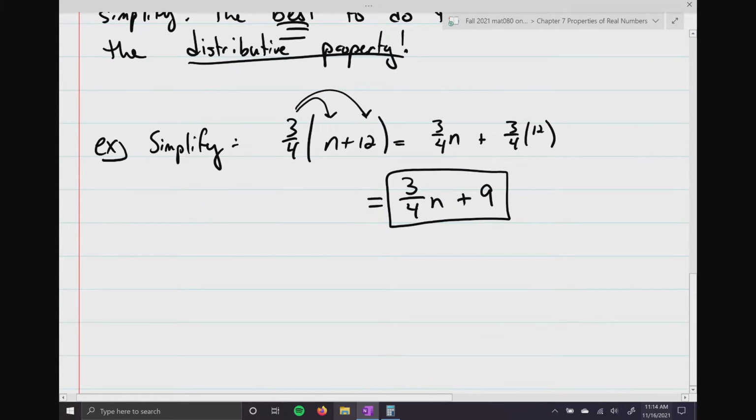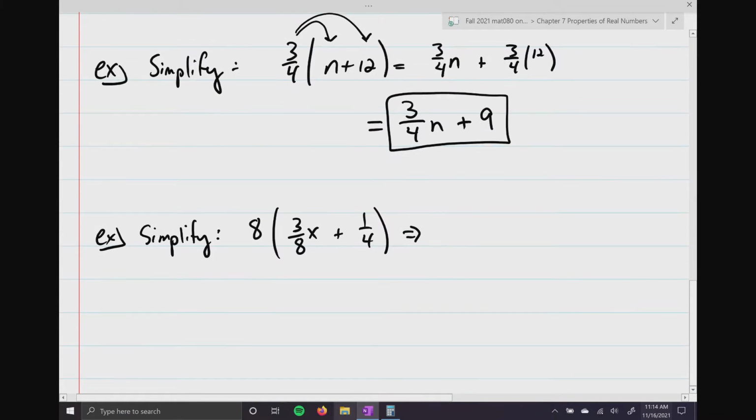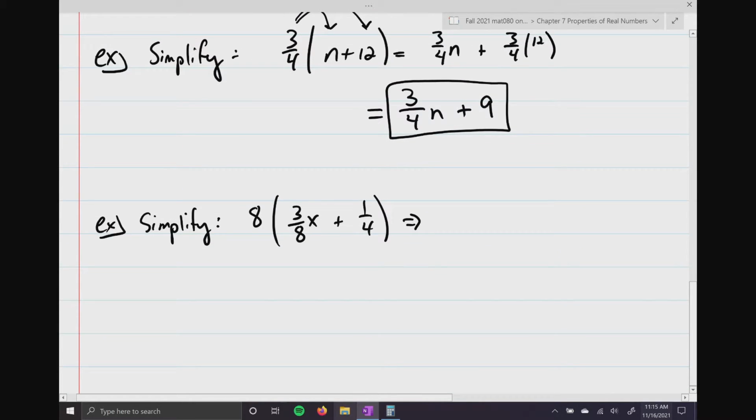All right, let me go ahead. I'll do one more like this so you can see it. So let's go ahead and let's simplify 8 times the quantity 3 over 8x plus 1/4. Well, remember, we want to remove parentheses. The best way to do this is to use your distributive property. So here's my distributive property in action. Now I'm going to simplify whatever I can. So if I look, 8 times 3 over 8, well, this is really 8 over 1. Remember that. And the 8's are going to reduce. So you're left with 3x plus.